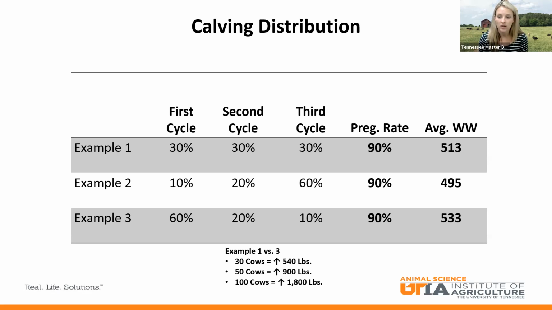So why do we care? As long as they're getting pregnant, as long as we're getting a calf on the ground. And a big thing to look at is this average weaning weight, especially comparing example 1 and example 3. With the average cow herd size in Tennessee being about 30 cows, you're up about 540 pounds of weaning weight overall, just by making sure your cows were ready for breeding season or front loading that breeding season. So pretty substantial, especially when you're in the business to make money and selling pounds of calf.